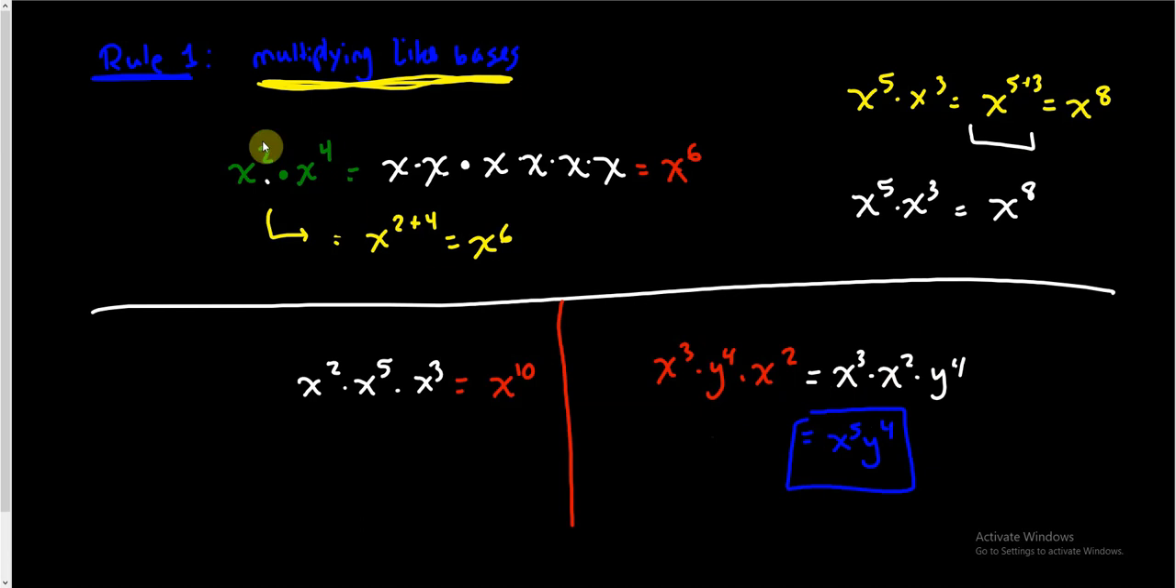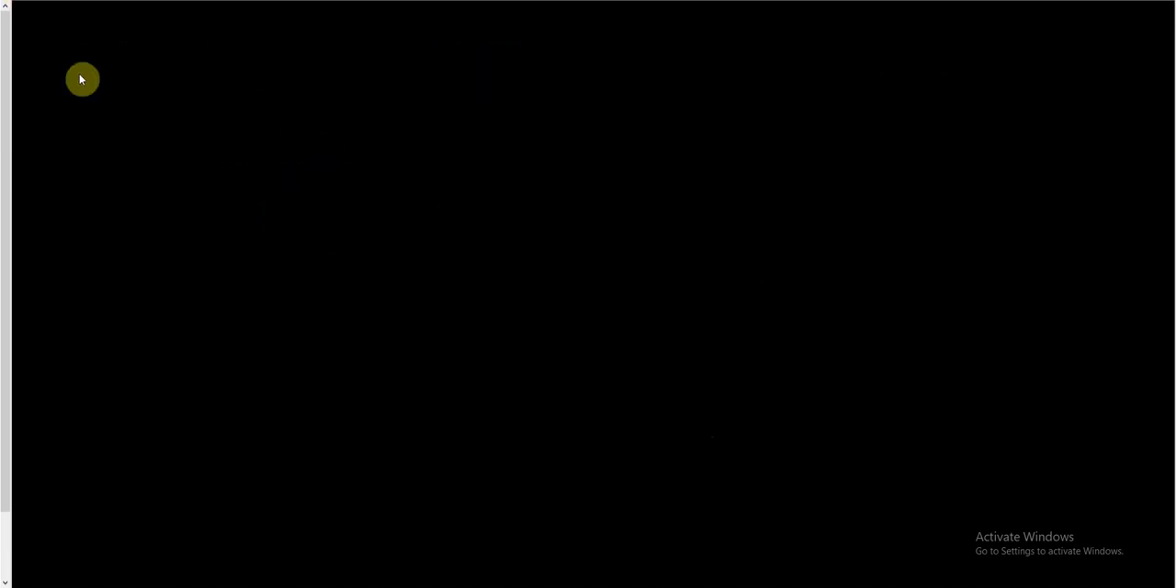All right? Well, that wasn't too hard of a rule. Let's look at the second rule. If we did multiplying like bases, the second rule is naturally to divide like bases. And we'll see if we can discover the rule as well instead of just telling you. And so let's start with something simple to discover the rule. X to the fifth divided by x squared.